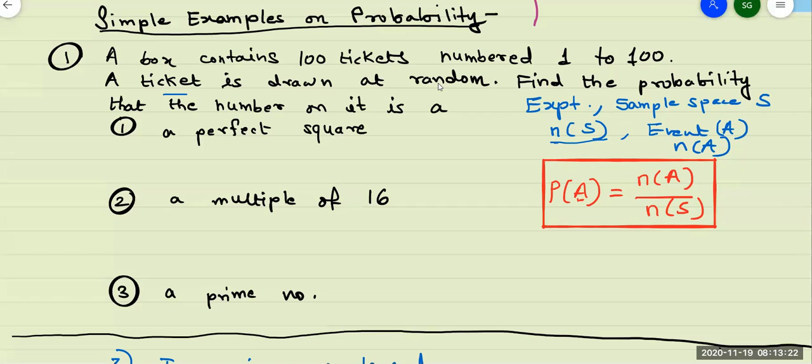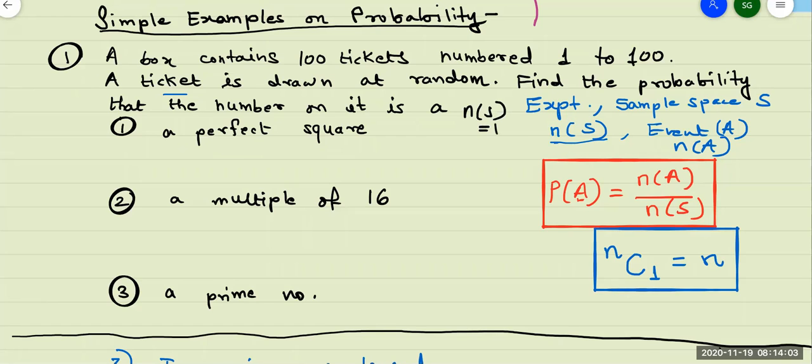When you are selecting just one object from n objects, it can be done in how many ways? It can be done in nC1 ways. But you know that nC1 is nothing else but n. This is another formula you have in your mind. Therefore, when one object is drawn in any example, we actually don't use the combination formula, because nC1 is n. Therefore, my N(S) here is going to be 100. Correct?